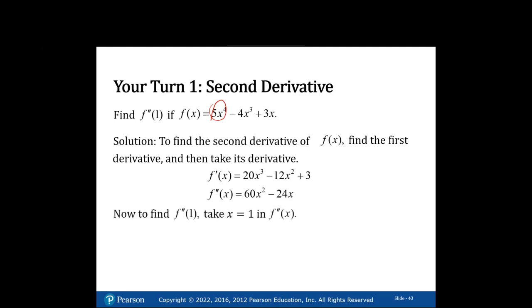Now, I want to plug in 1 so that I can find the second derivative of 1, which means just plug 1 into the second derivative, and we get 36. So the only difference is we're doing the derivative another time.